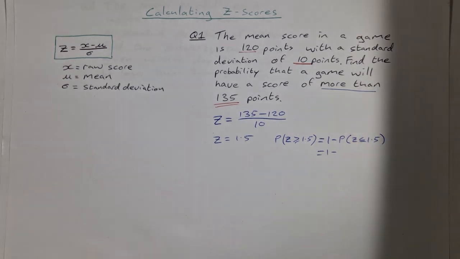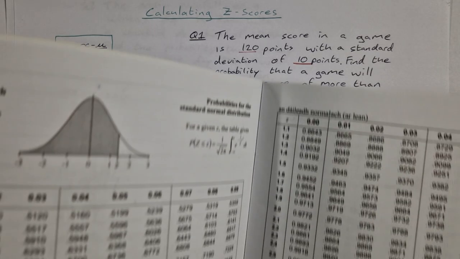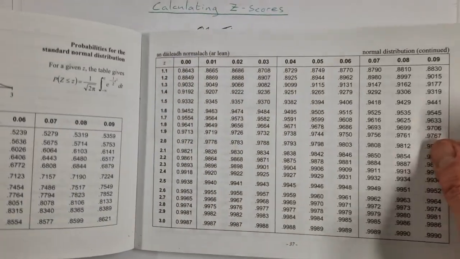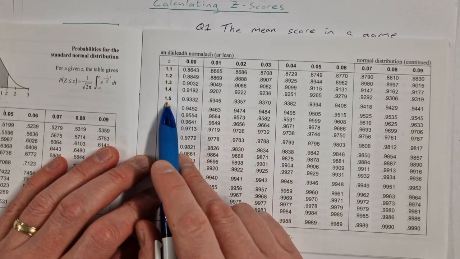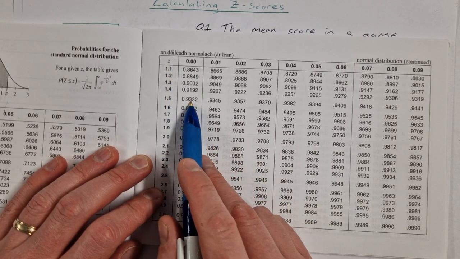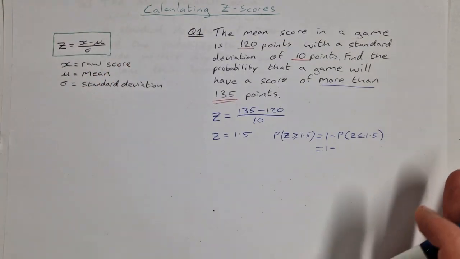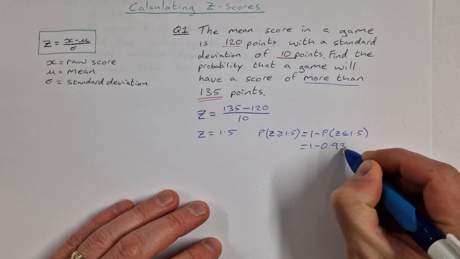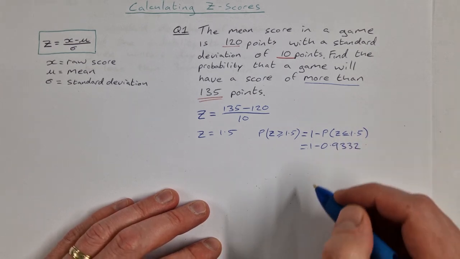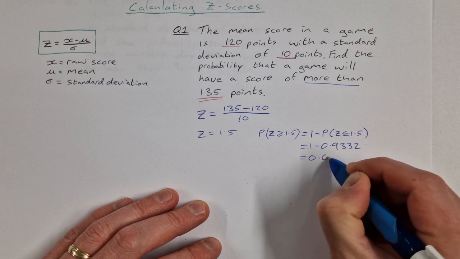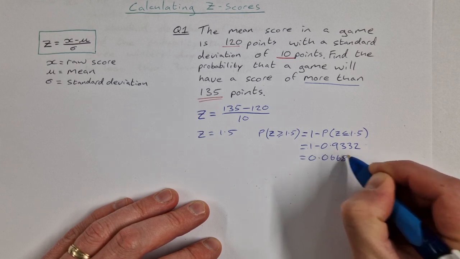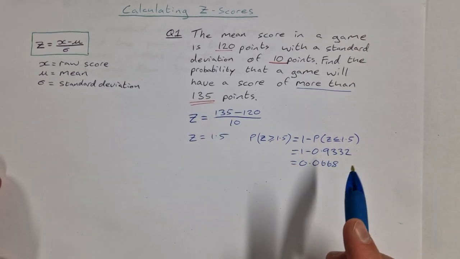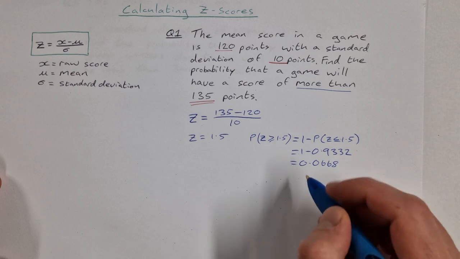Now we go to our tables. And here we are, page 36, 37. So we're looking for 1.5. 1.5 will be over here, 1.1, 2, 3, 4, 5, and it's 0.9332. So we write down 1 minus 0.9332. 1 minus that will be equal to 0.0668. So the probability that a game will have more than 135 points is approximately 6.68%.